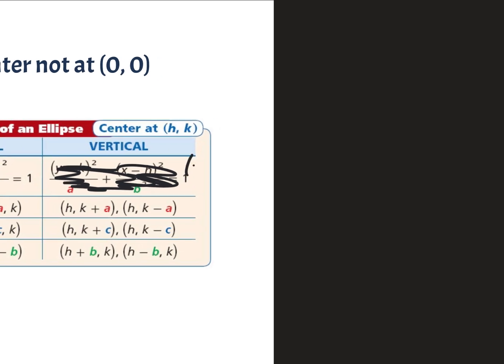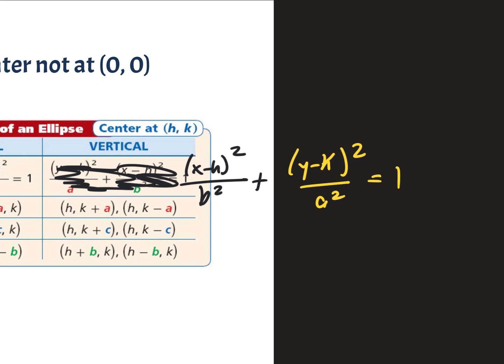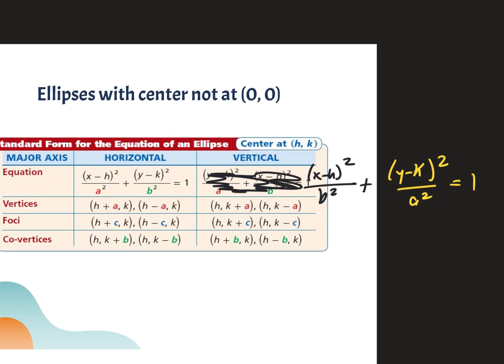And rewrite this as x minus h squared over b squared plus y minus k squared over a squared equals 1. The same exact premise still prevails. a squared, that is your major axis. That is your vertices. If the a is underneath the x, you have what kind of an ellipse? Horizontal. If the a is underneath the y, you have what kind of an ellipse? Vertical.